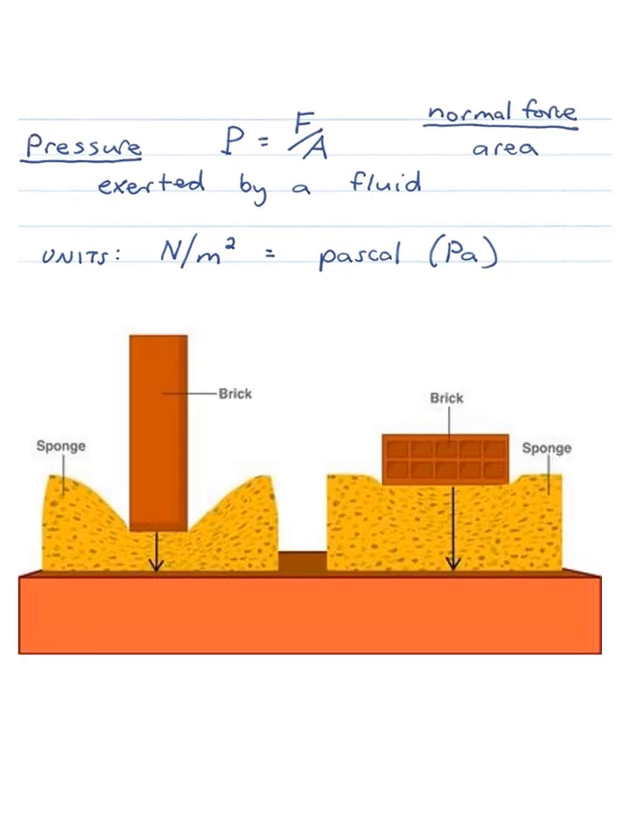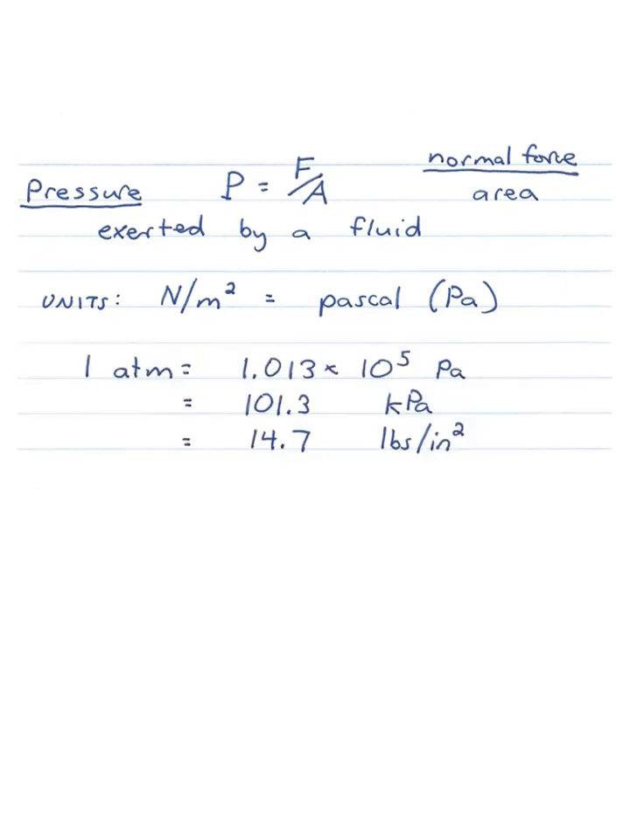You can look at these two pictures side by side. We have a brick lying on a soft sponge, and if you set the brick upright, as you can see in the left picture, it has its weight, but it's divided over a small area, which means a large pressure, and it squishes the sponge down. But if you turn it on its side so there's more area, it's not going to squish the sponge down as much because it's not exerting as much pressure.